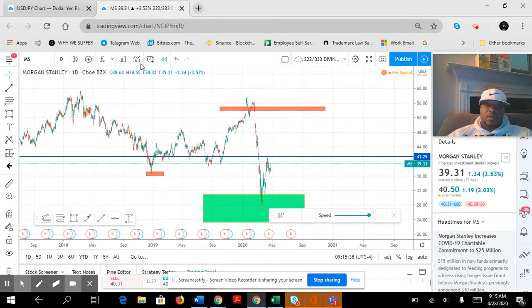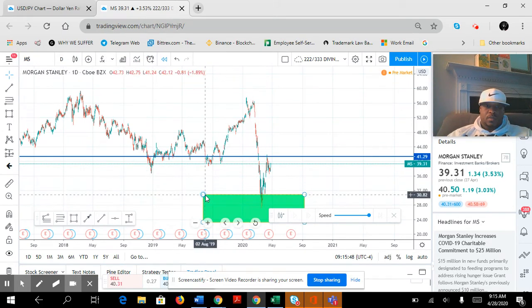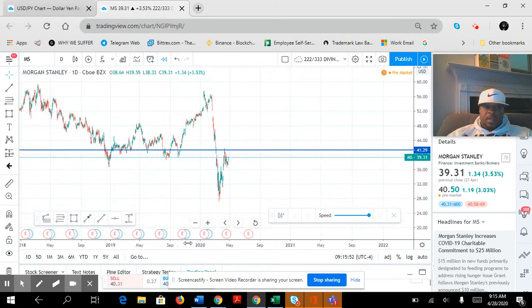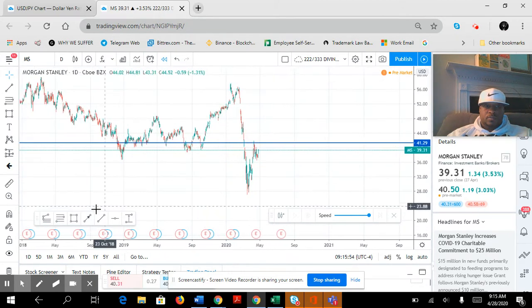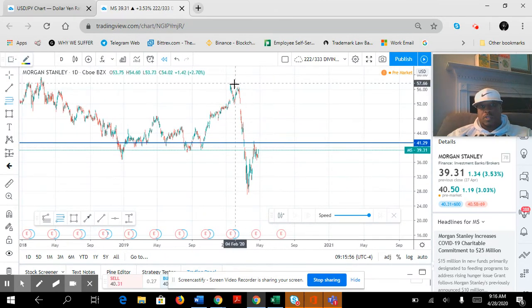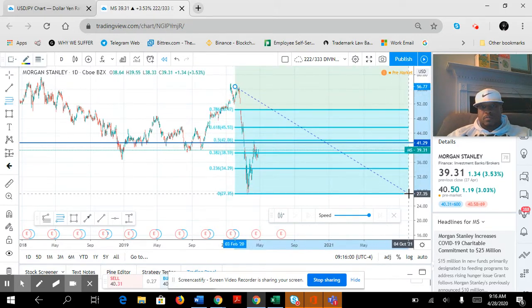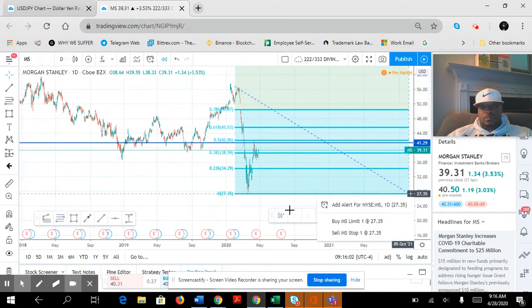So what do we have now in real time? We have what? An impulsive bearish move to the downside. So what can we do now? We can measure this. Take these off. Measure this, and take it from here all the way down. Okay.